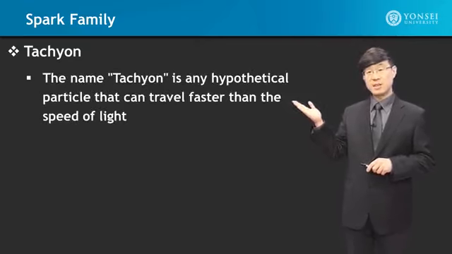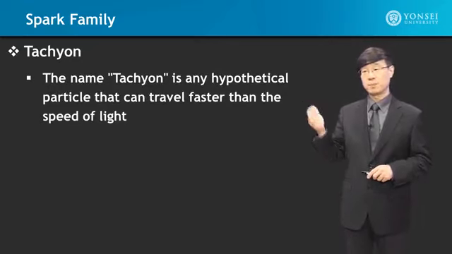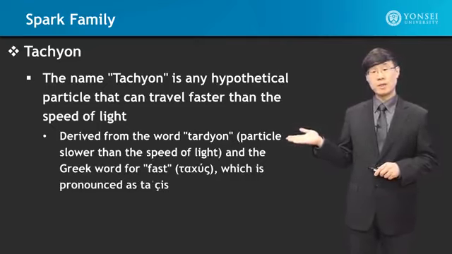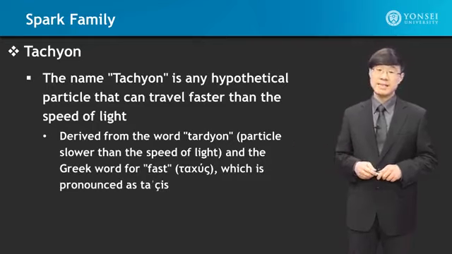The name Tachyon is actually quite interesting. It is any hypothetical particle that can travel faster than the speed of light. It was derived from the word tardyon, which means a particle slower than the speed of light, and the Greek word for fast, which is pronounced tachys.